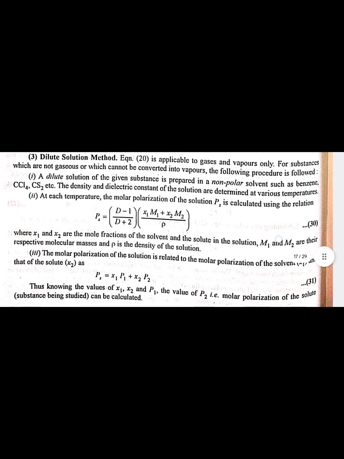Number 3, dilute solution method. Equation 20 is applicable to gases and vapors only. For substances which are not gases or which can't be converted into vapors, the following procedure is followed. Number 1. A dilute solution of the given substance is prepared in a non-polar solvent such as benzene, CCl4, CS2, etc. The density and dielectric constant of the solution are determined at various temperatures.